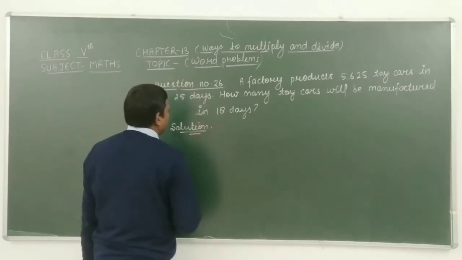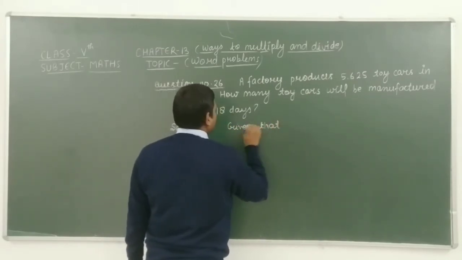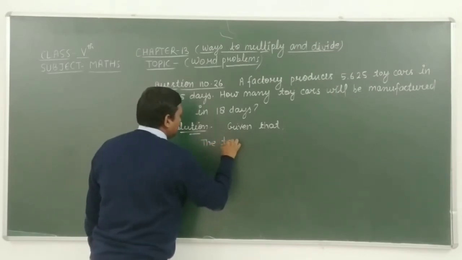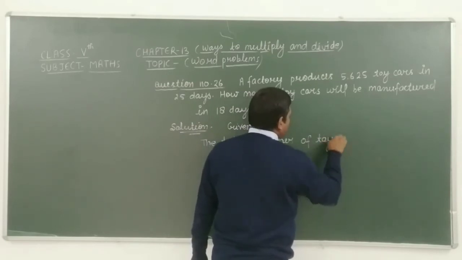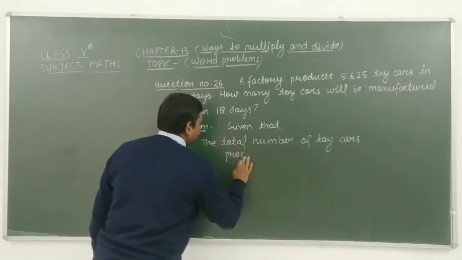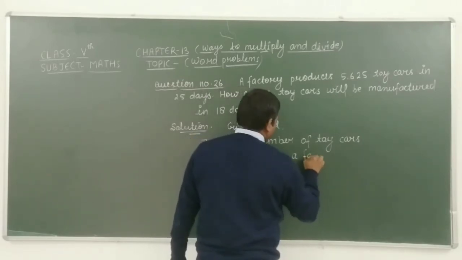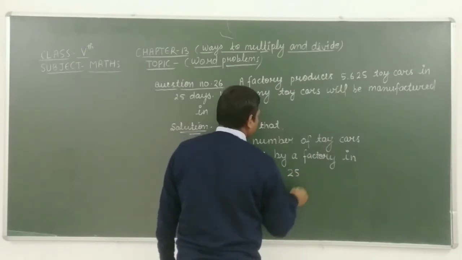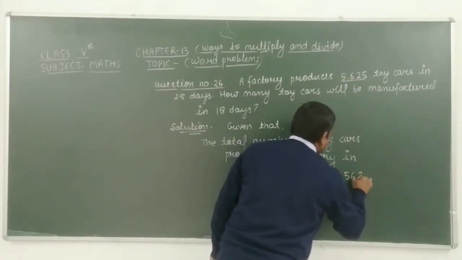of question number 26. Look here carefully. Here it is given that the total number of toy cars produced by a factory in 25 days is equal to 5625 toy cars. 5625. Okay, this one.